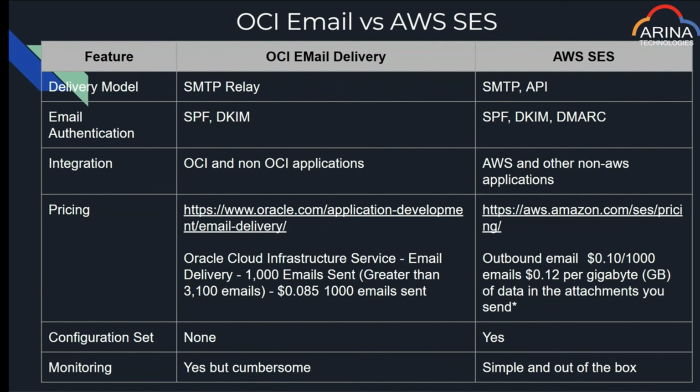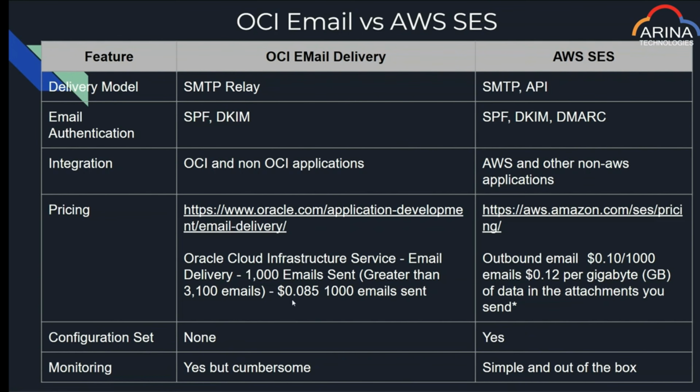The pricing I'll just quickly show. This is the link where you could check the pricing, but what I wanted to show is that Oracle Cloud Infrastructure does seem to be cheaper, where for email delivery, 1,000 emails sent is 0.085. AWS is a little more expensive, which is 0.1 cent per 1,000 emails and 0.12 per gigabyte of data in the email attachments you send.